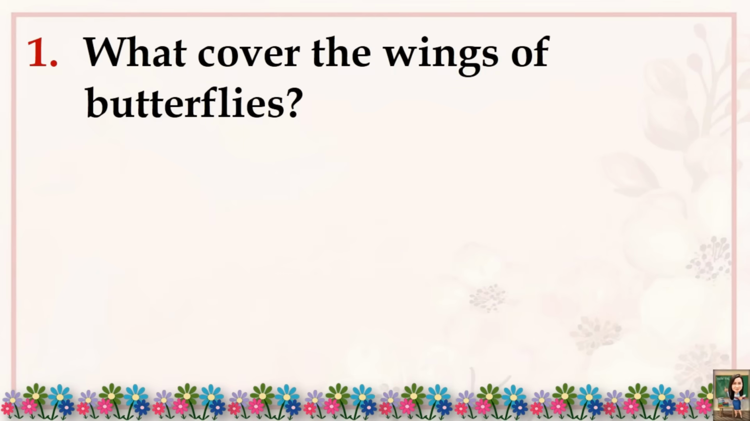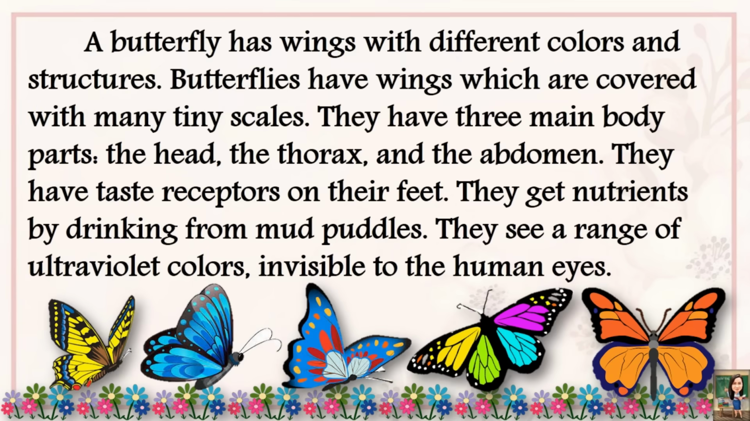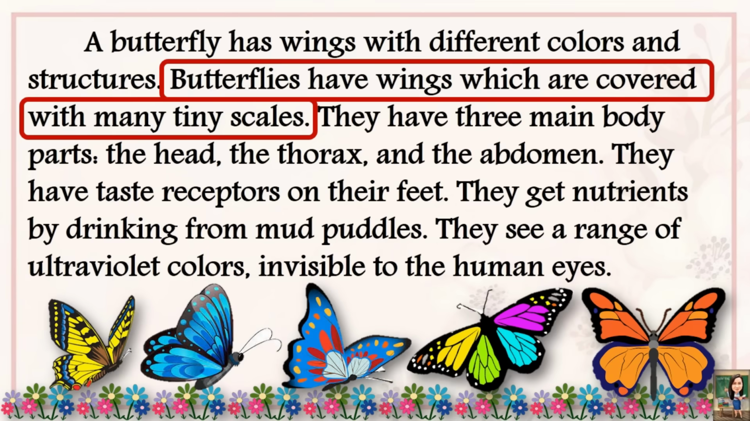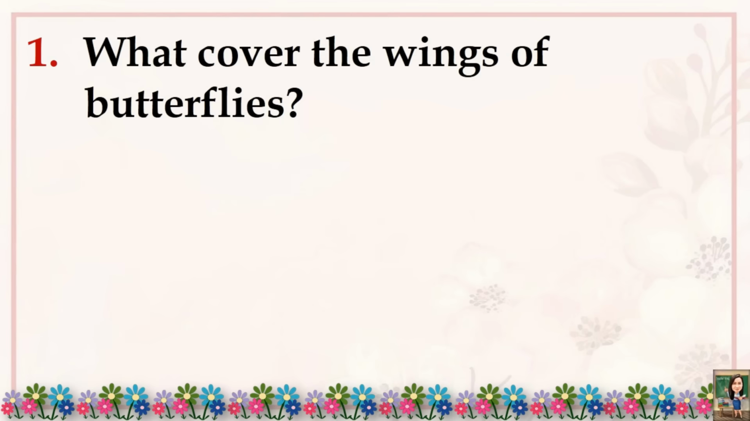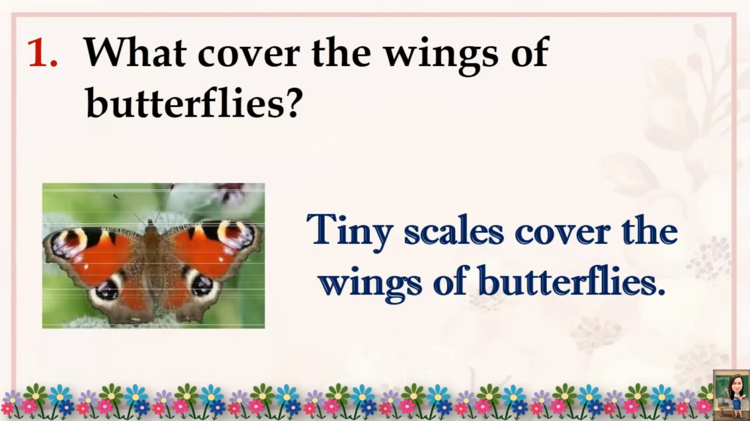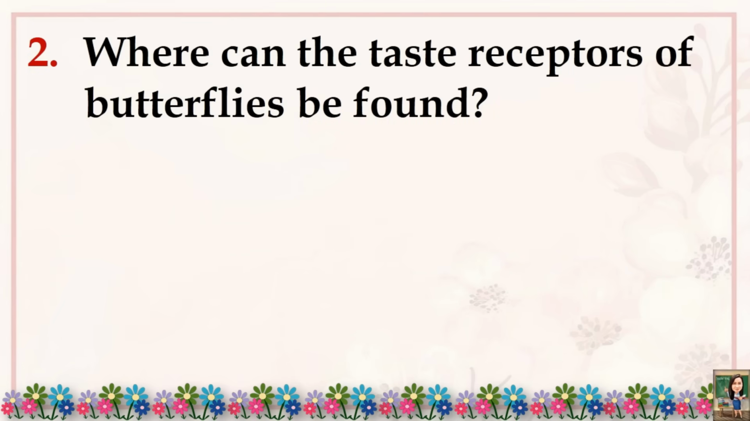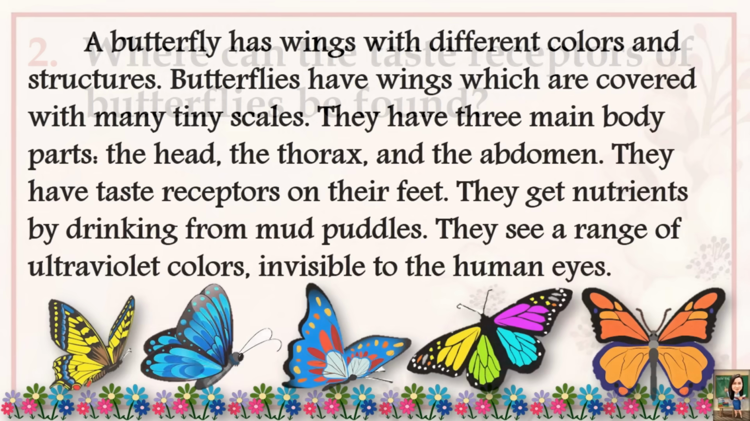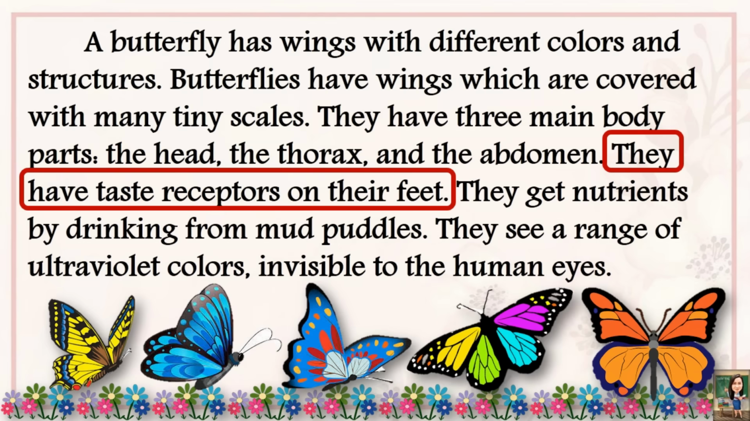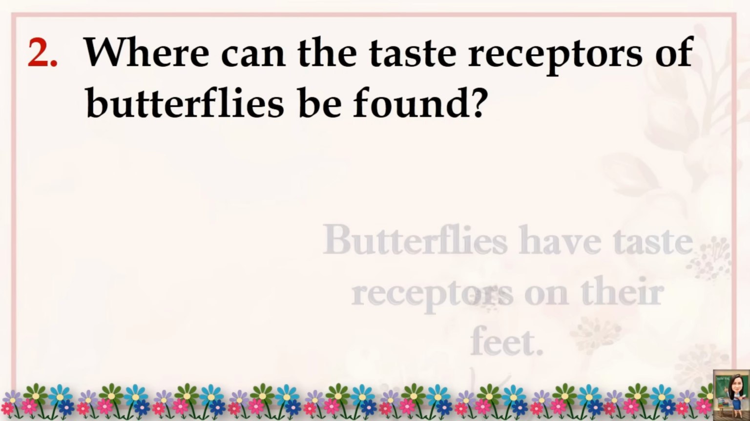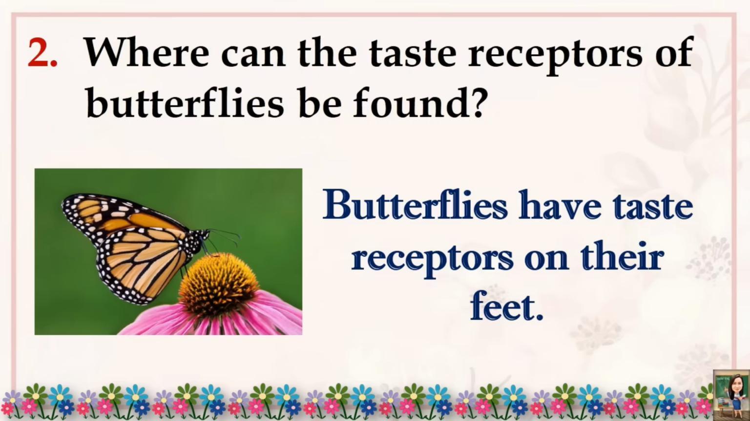Number 1. What covers the wings of butterflies? Let's take a look again at the selection. Butterflies have wings which are covered with many tiny scales. So the answer to this question is: tiny scales cover the wings of butterflies. Number 2. Where can the taste receptors of butterflies be found? Let's go back to the selection. They have taste receptors on their feet. So the answer is: butterflies have taste receptors on their feet.